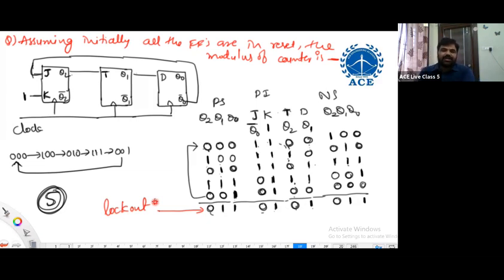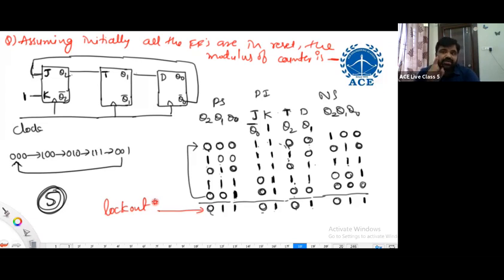But unknowingly it is entering into an unused state. Then what we are observing? It is going through unused states only. Let me name it as a lockout. So this is important, because I can frame a simple question. By giving a counter circuit, I will give statements like this: modulus of the counter is 5. If the counter is entering into 0, 1, 1, it is getting into lockout. Right?